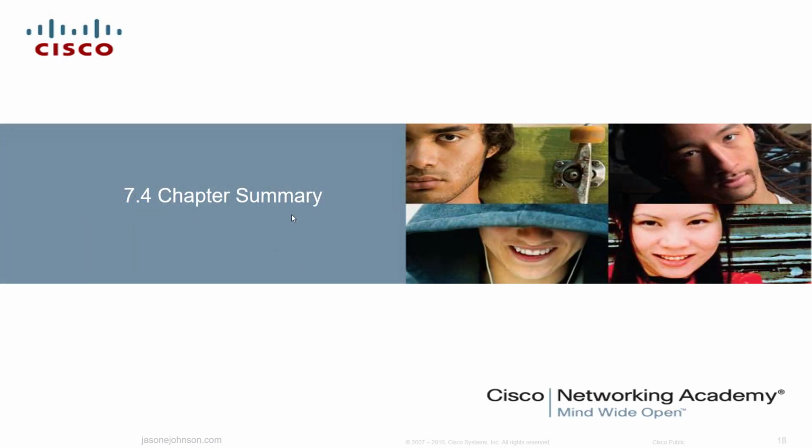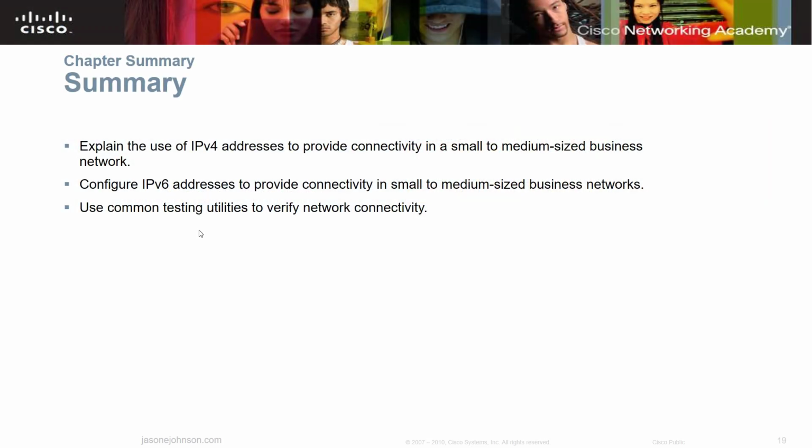Okay, so this has been Chapter 7. We have looked in Chapter 7 at the use of v4 addresses and how that provides connectivity, v6 and how that provides connectivity, and we've also looked at some of the testing utilities, ICMP and ping and traceroute, and ICMP and how that does broadcasting as well, to let the routers and the other nodes know that they're there. We've looked at ping and traceroute as well for network connectivity.